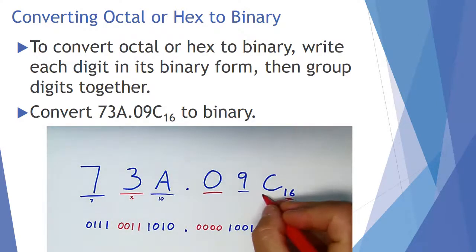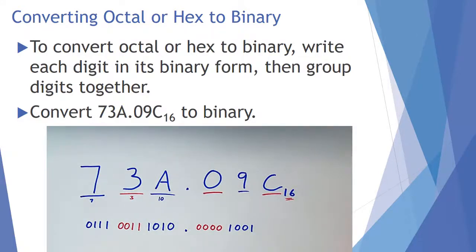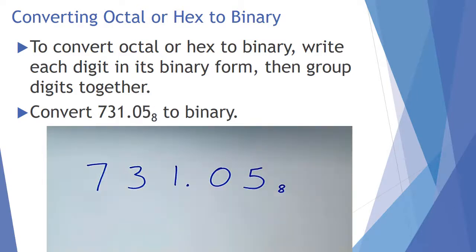And finally, C. Remember, C represents the number 12, and we make 12 with an 8 and a 4, no 2s, and no 1s. And there it is. We've converted that to binary, and we're done. One more. Let's convert one octal number back into binary, 731.05.